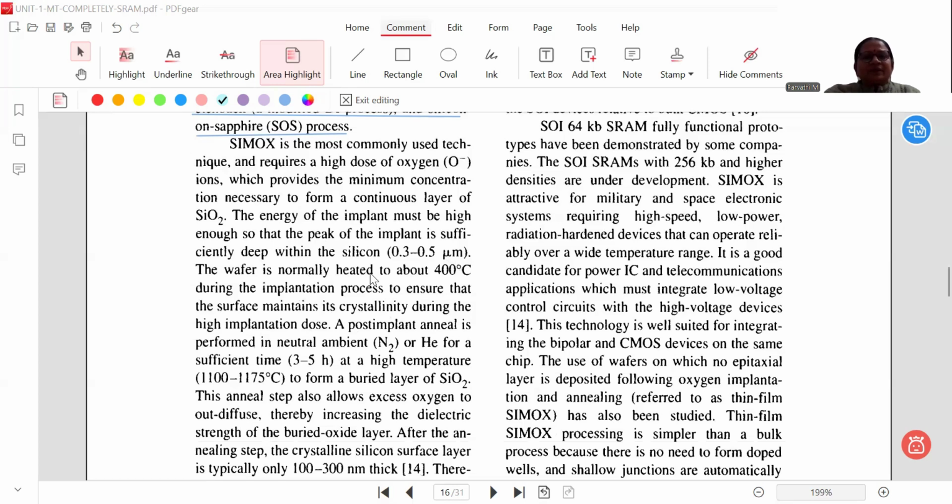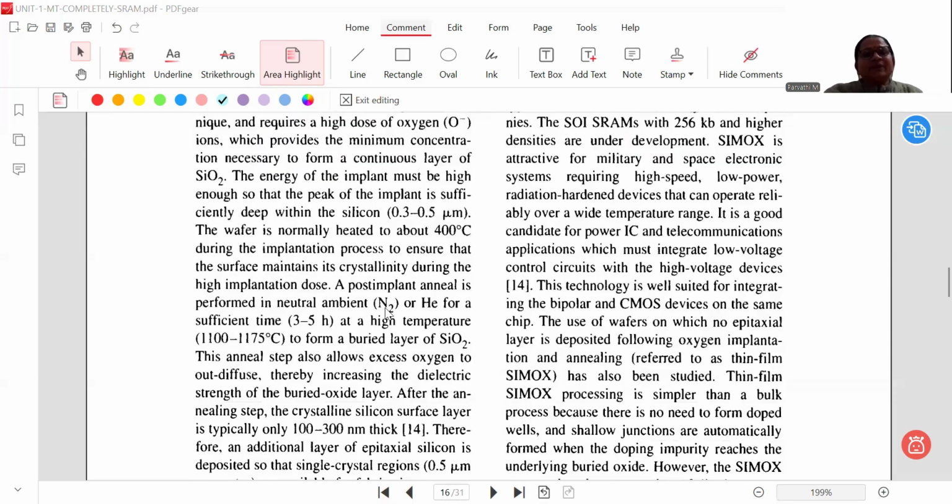Then the wafer is normally heated to about 400 degrees centigrade during the implantation process. This much temperature is essential in order for the dopants to sit properly in the wafer. That's why this temperature is essential during the implantation process, to ensure that the surface maintains crystallinity during the high implantation dose.